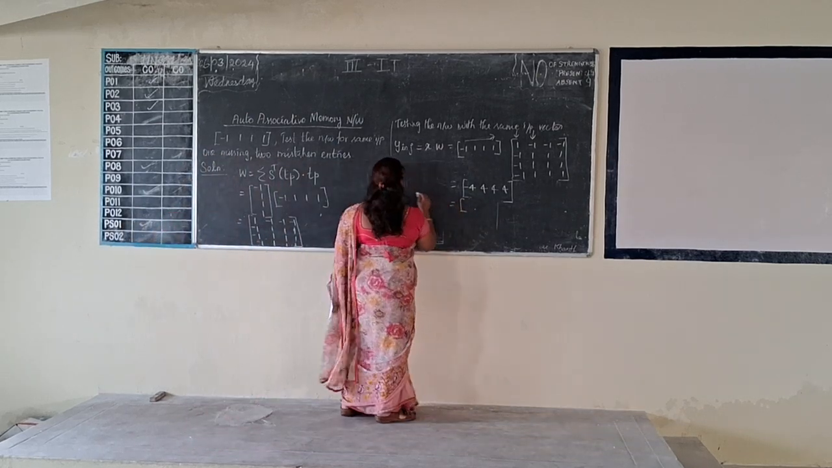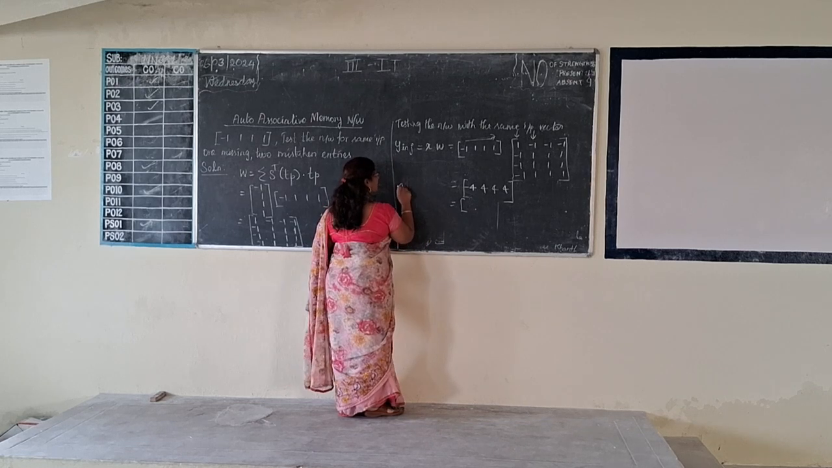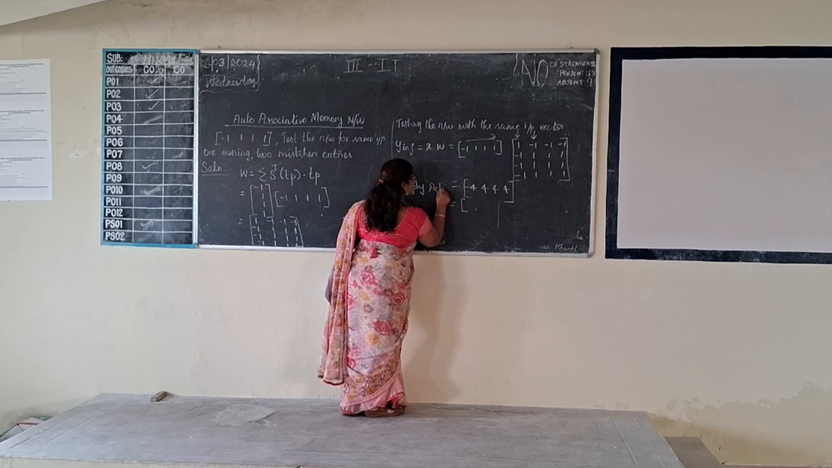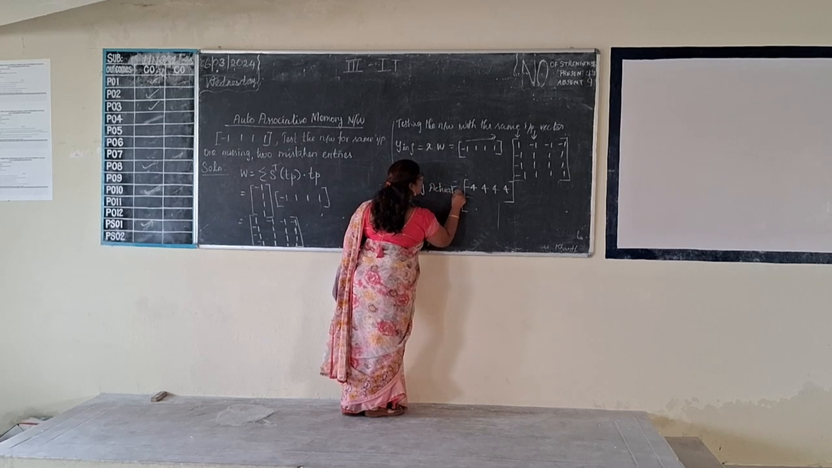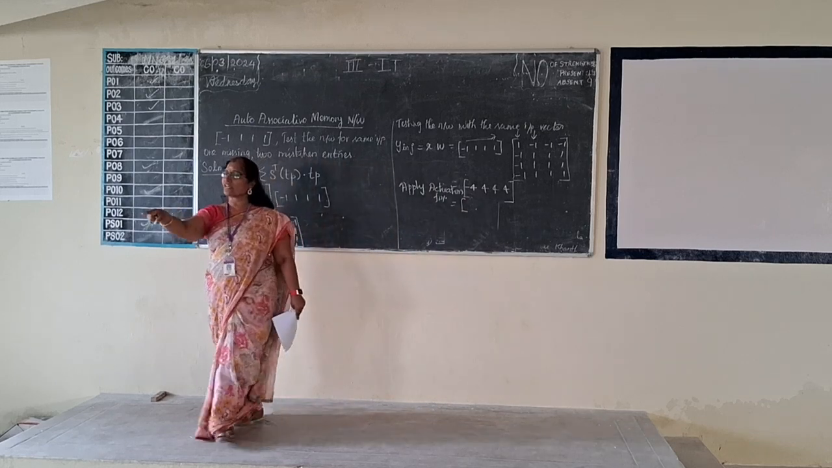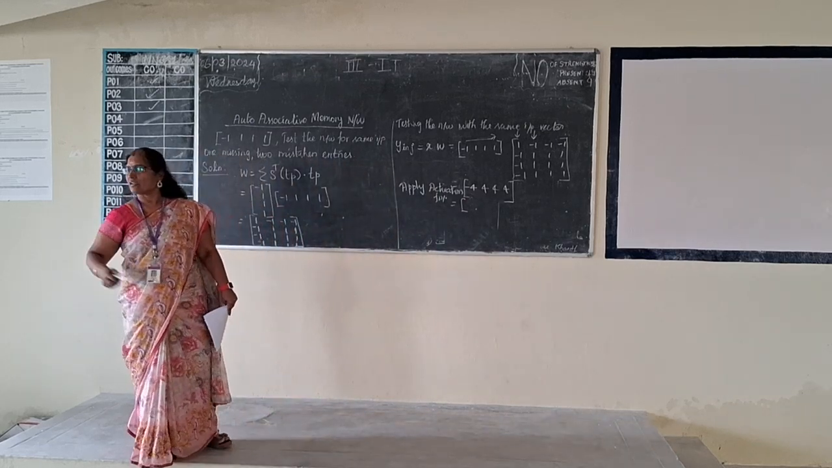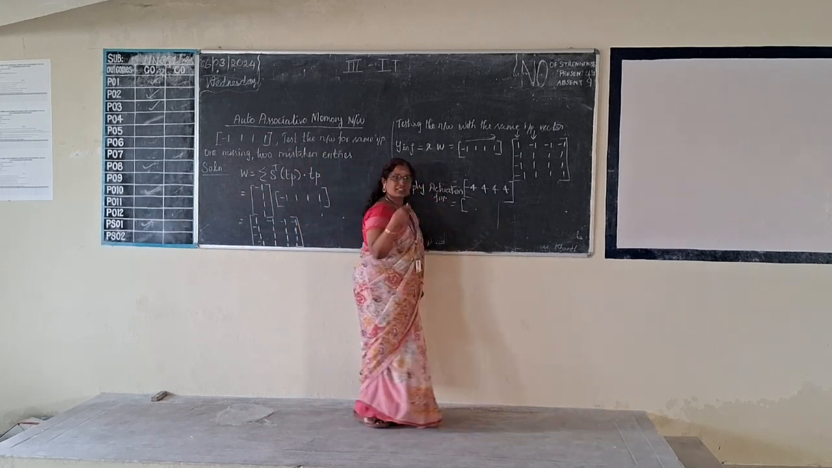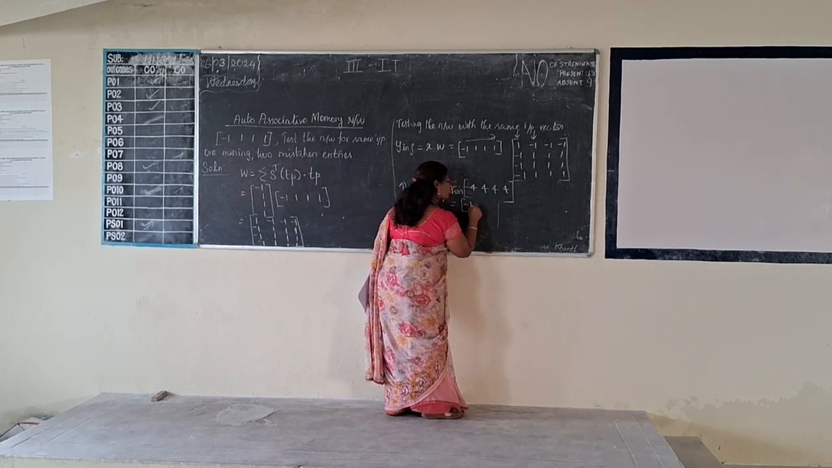Test. You are testing the model, which means applying the activation function. What is the rule given over there? There will be 3 conditions. If it is greater than 0, it will be 1. If it is less than 0, it will be minus 1.